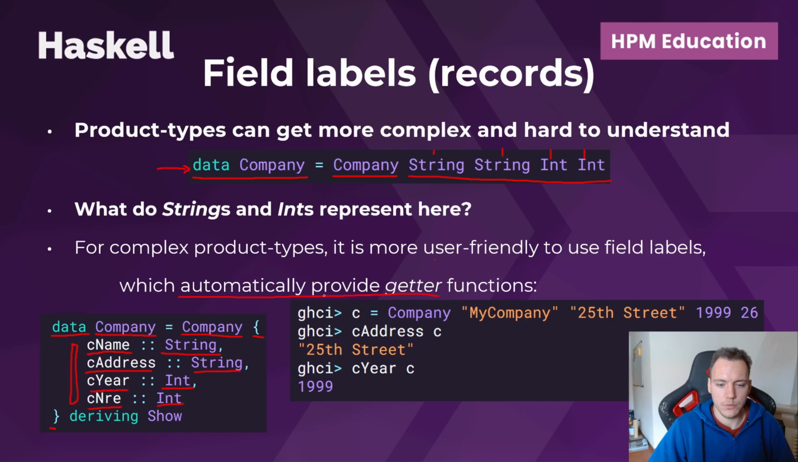Now, what I meant with providing getter functions, here we have an example of C being the company, so using the company data constructor and giving it its arguments, the name, the address, year of foundation, and number of employees. And then if we want to get a certain field from this company type, we can just call the name of the field, and this represents the getter function. So here we call C address, which represents our field C address, and we call it on C, which is a type of company. So C address of C gives us back the address, C year of C gives us back the year of foundation, and so on. So this is another extra bonus that we get when we define data types with field records.